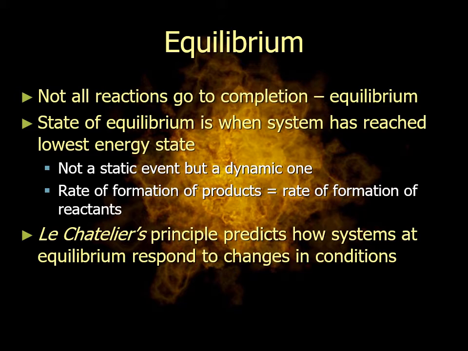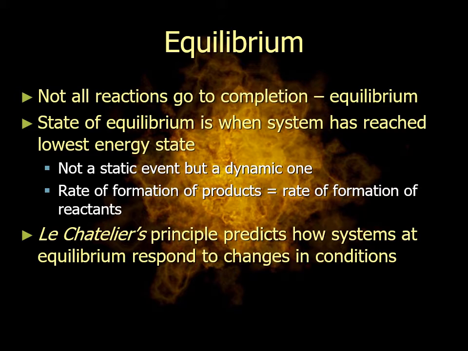So equilibrium occurs when a system of molecules has reached what we call the lowest energy state. When it's in its lowest or most stable state, it doesn't really want to go anywhere. So one important concept is that equilibrium is not a static event. A reaction at equilibrium will appear that it's just sitting there doing nothing, but actually things are going on all the time, but the net result is no overall change.